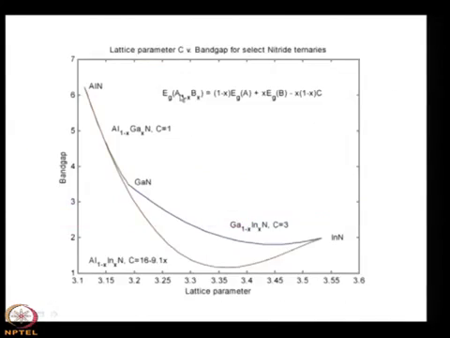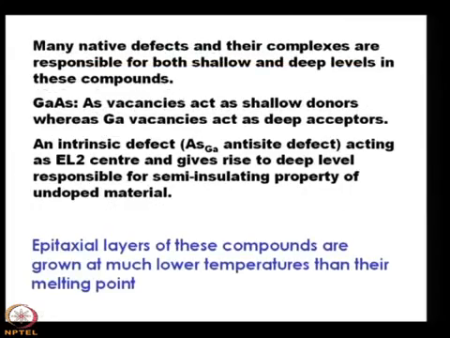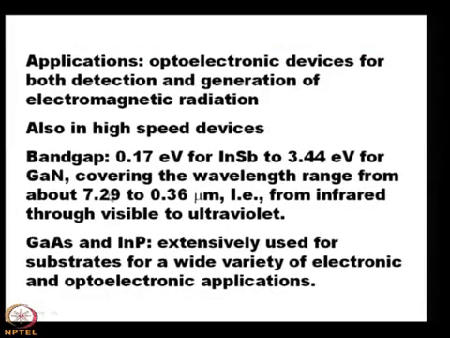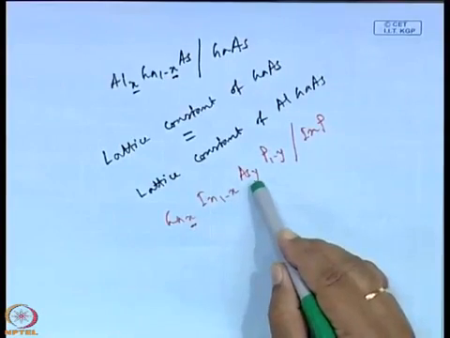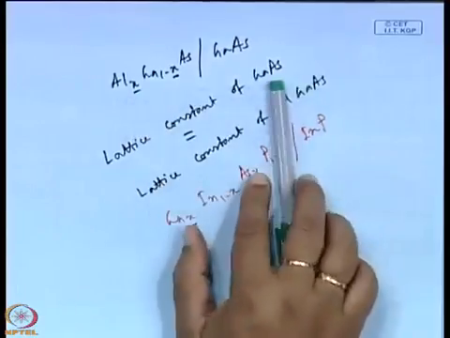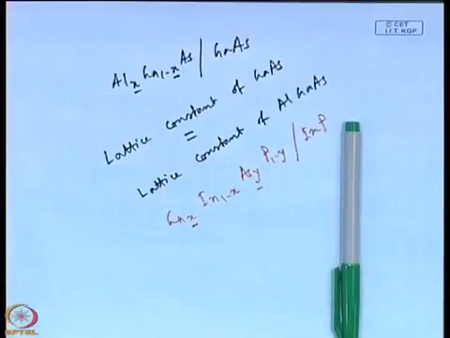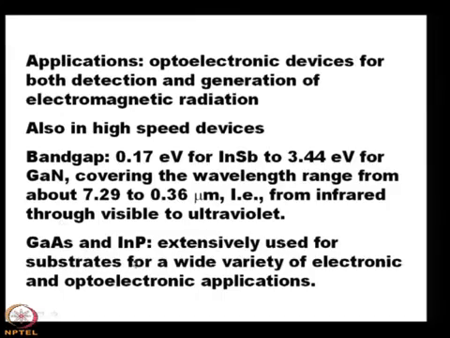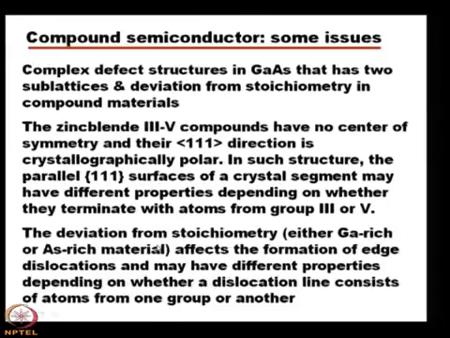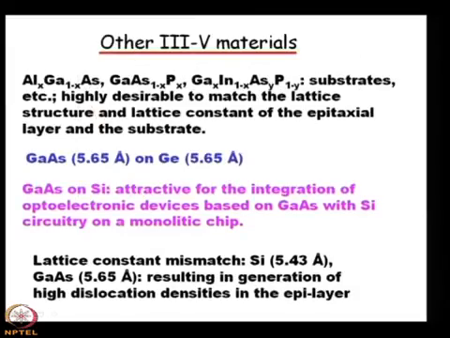And in that case, as we have mentioned earlier, gallium arsenide and indium phosphide are extensively used as substrates for a wide variety of electronic and optoelectronic materials, because for most of the materials, by choosing proper values of x and y, or the proper value of x, or say the proper value of y, you can grow on either gallium arsenide or indium phosphide substrate. So, in that sense we can say that lattice matching is important.